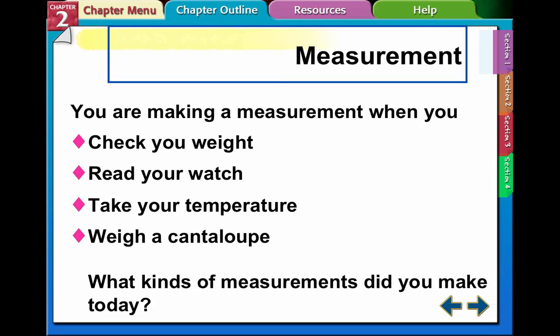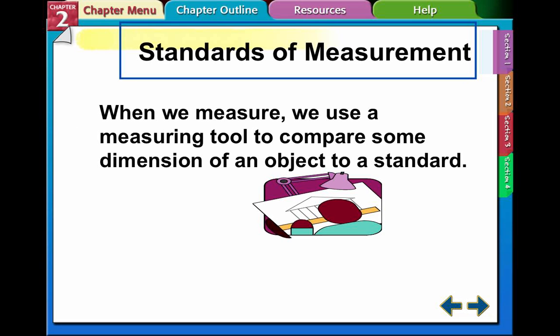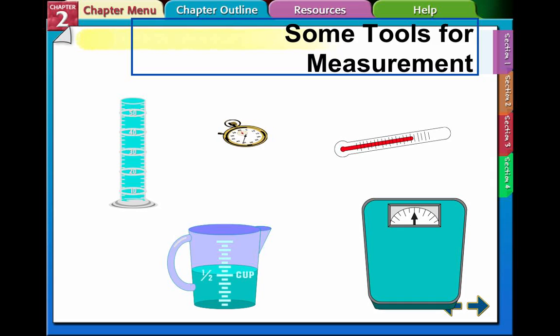Okay, when you take a measurement, these are some examples: checking your weight, reading your watch, taking your temperature, or weighing a cantaloupe. When we measure, we use some kind of tool to compare some dimension to that standard. Examples of tools: we have a graduated cylinder, a stopwatch, a thermometer, a measuring cup, and a scale.